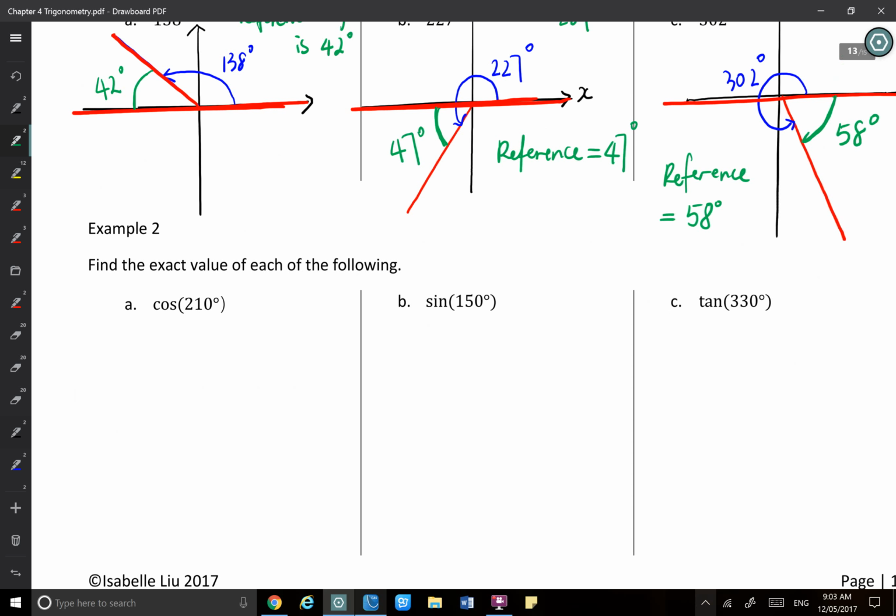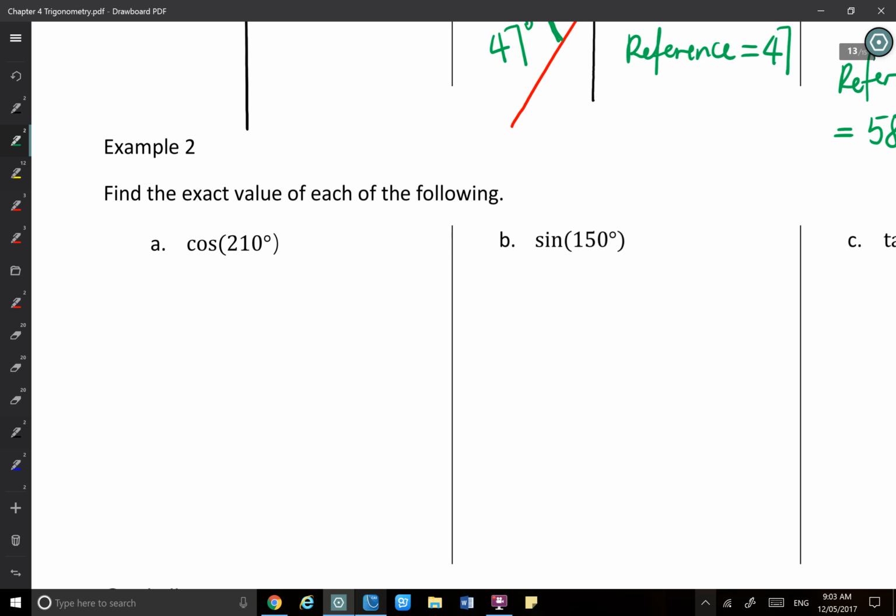So first, cosine 210. I have no idea how large this angle is. I have no idea what cosine 210 is. If I don't have the unit circle, I don't know what it is. So let's have a think. How can we convert that into an acute angle, which we're familiar with? So we will first change 210 into an acute angle.